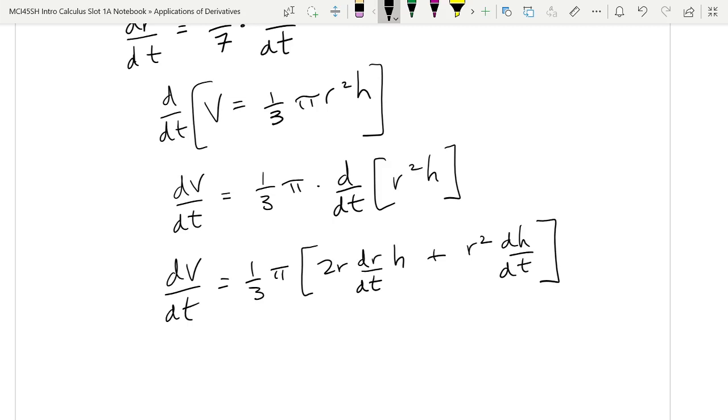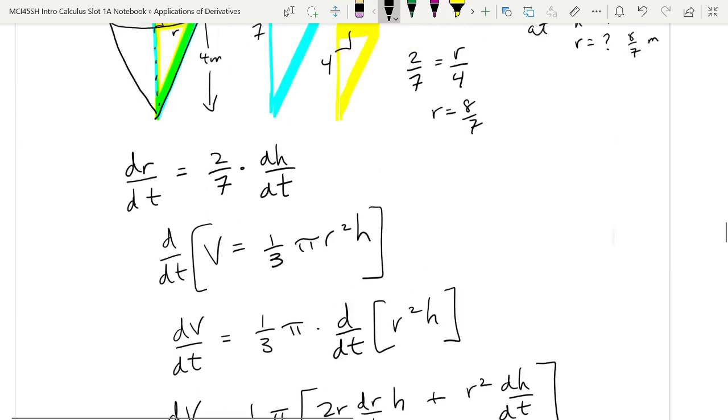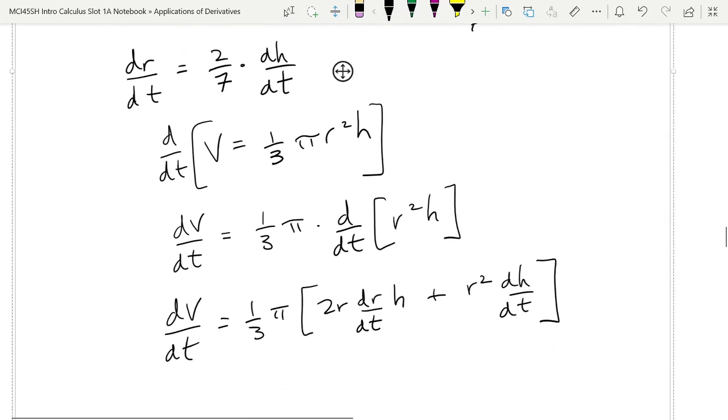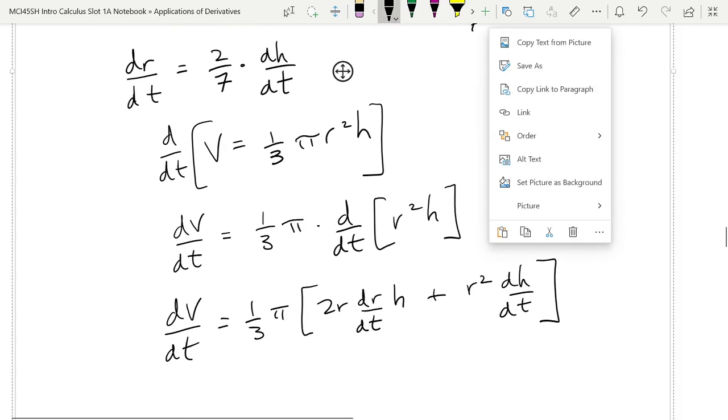And there is only one thing in here that I don't know, and that's the thing I was looking for. I don't know dh by dt. You might be thinking, well, you don't know dr by dt either. Yeah, but I can express it in terms of dh by dt because of that similar triangle proportionality. So let's replace it.